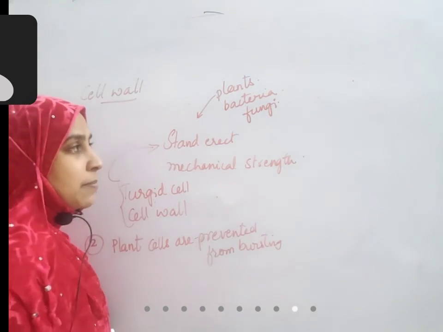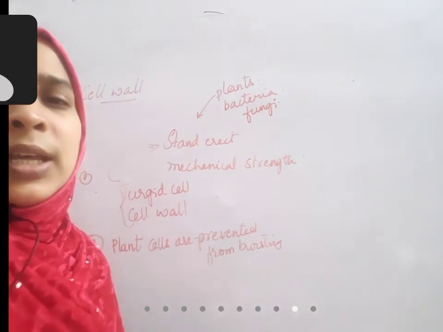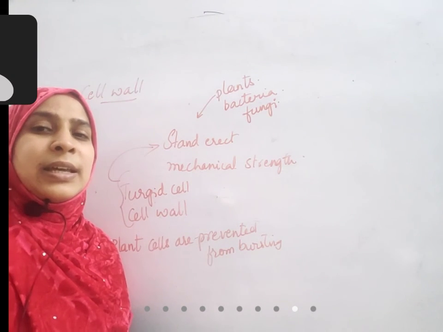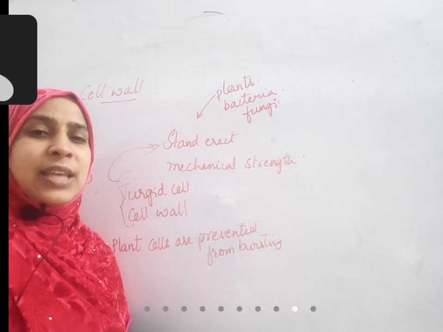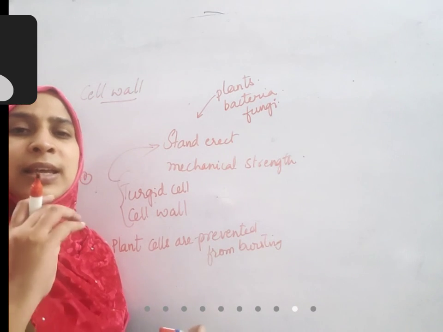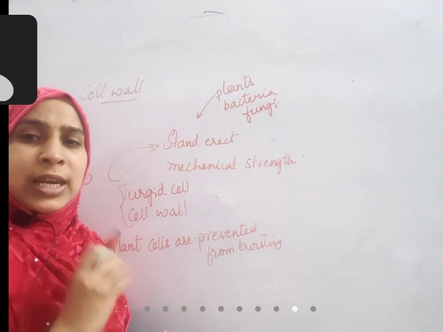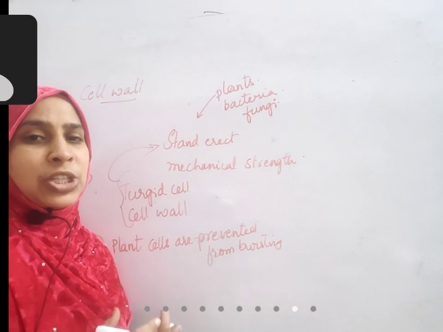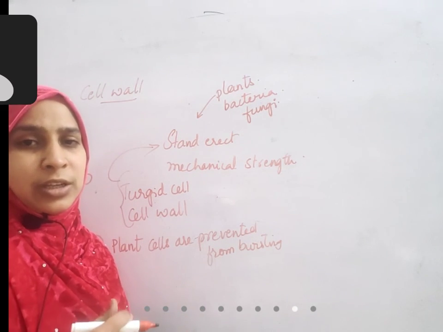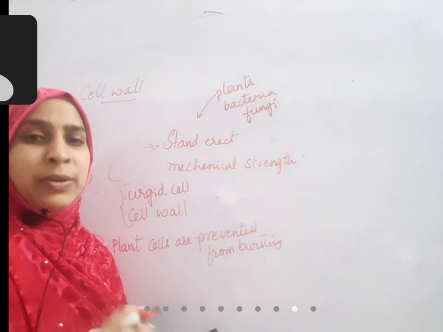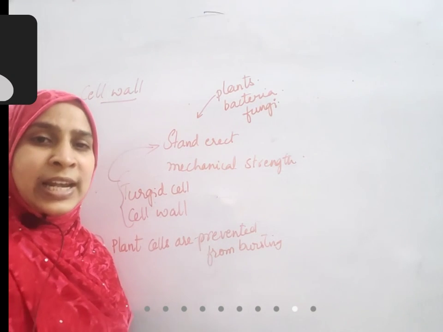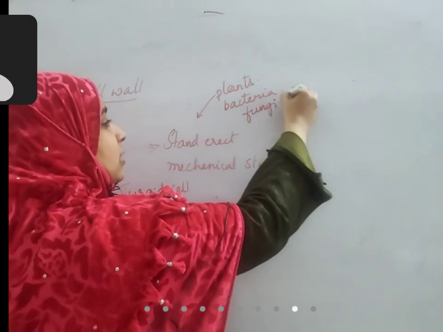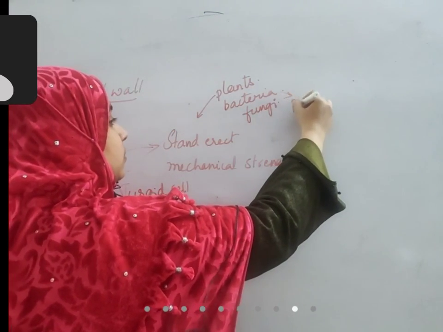Why is it present in bacteria? Bacteria cells do not have nucleus. Since they do not have nucleus, there should be some strength. Easily they may be attacked. Nucleus is a very important organelle that is important for protein production. If protein production is not there, those cells will be weak. So in order to prevent being attacked or killed or damaged, they have a cell wall for protection. Okay, cell wall for protection.